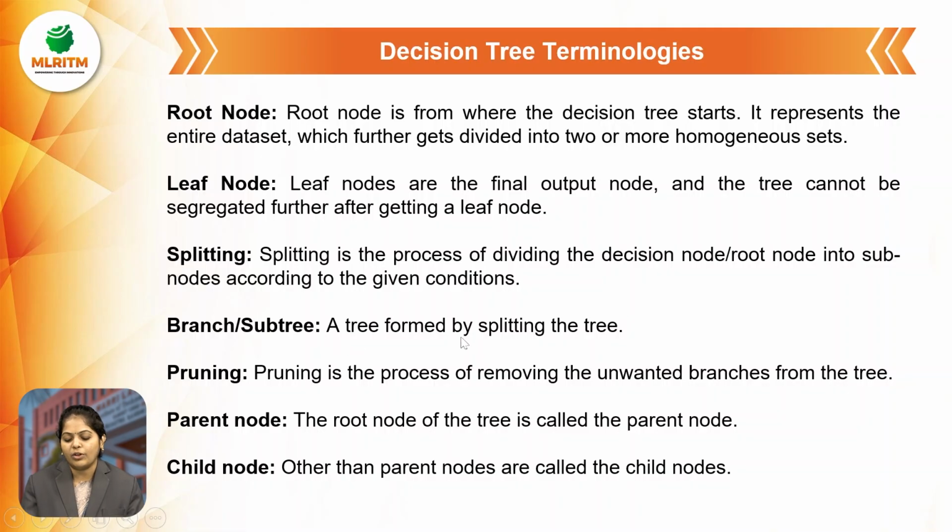Next, branch or subtree. A tree can be formed by splitting the tree, as we know. And pruning. Pruning is the process of removing the unwanted branches from the tree. It is a kind of cutting the unwanted nodes from the decision tree.